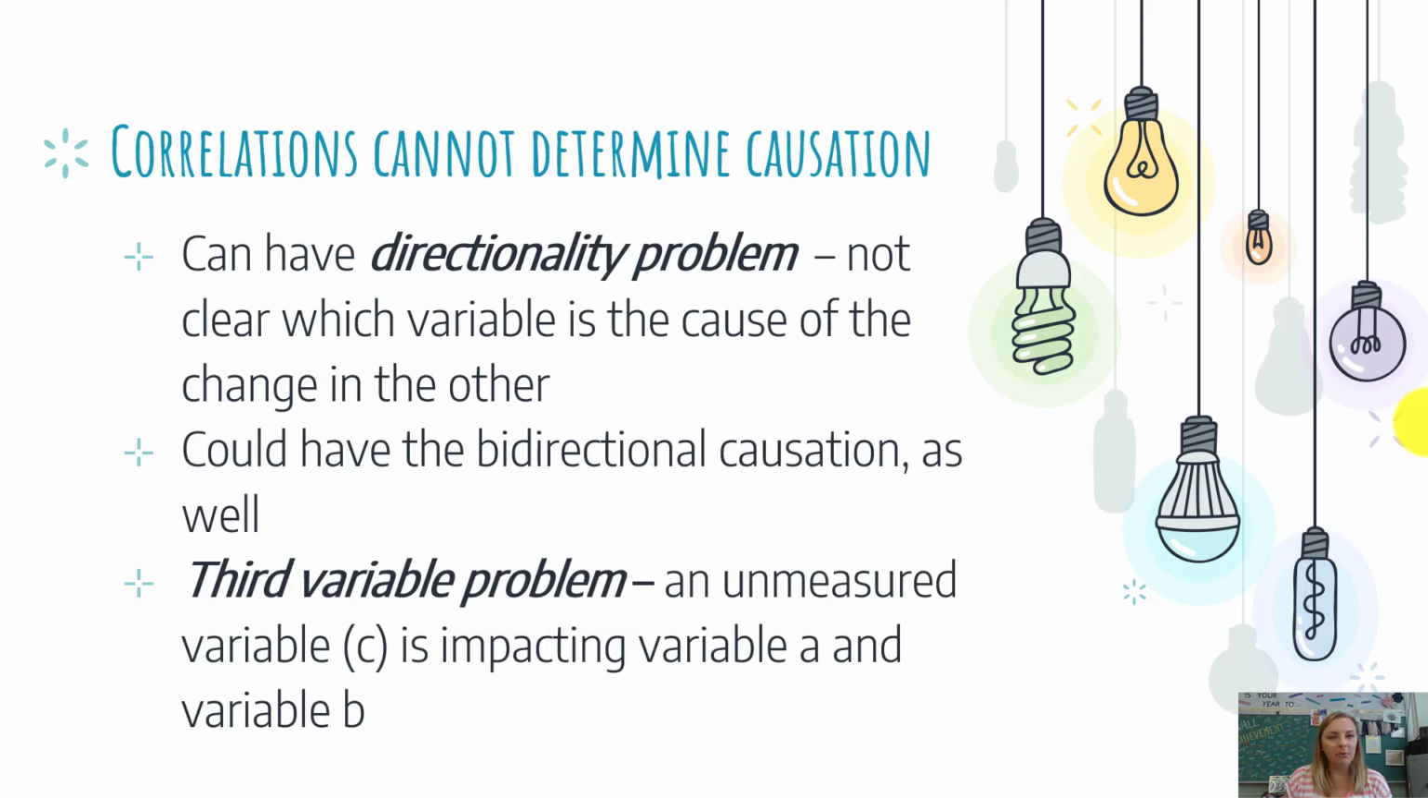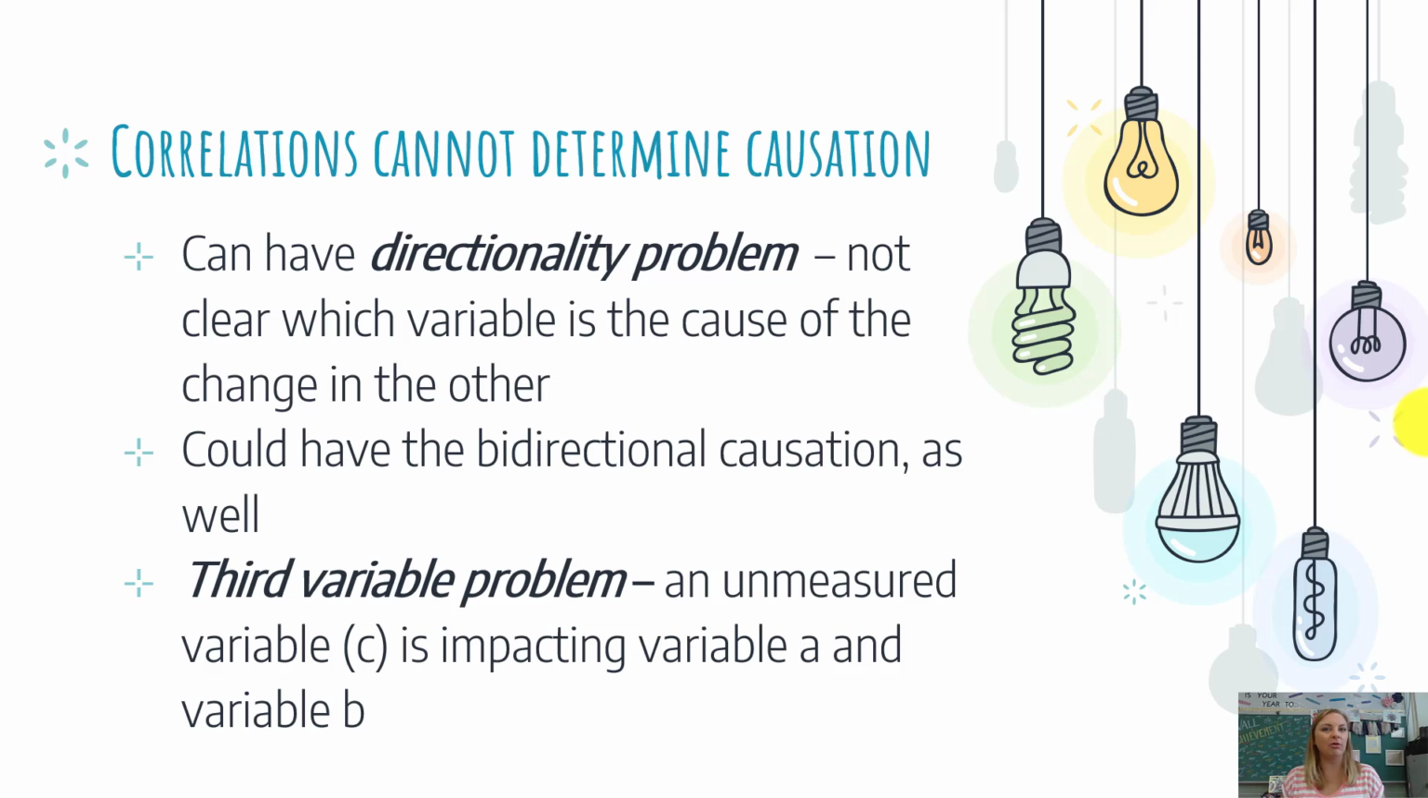Let's talk a little bit more about this idea of causation one more time. We did say that correlations cannot determine causation, but why? There are a couple of reasons for this. The first is because of a directionality problem. This is kind of like that argument, which came first, the chicken or the egg? We don't really know the answer to the question, and that's what happens with correlation. We don't really know which variable is causing the change in the other. We just know there is a relationship between the two things.